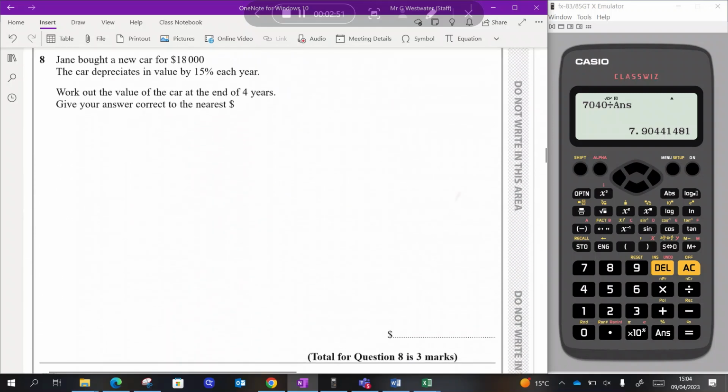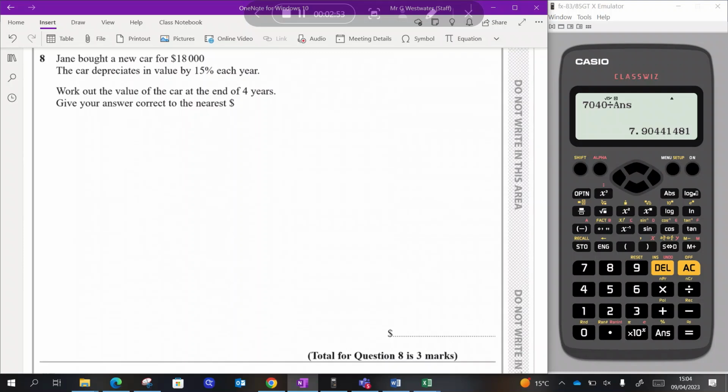On to question 8. Jane bought a new car for $18,000. The car depreciates in value by 15% each year. So before I read anything else, if it says depreciates, that means it goes down by 15%. If you start at 100%, take away 15%, you're down to 85%. Our percentage multiplier is 0.85. That's what I'm going to be using in this question.